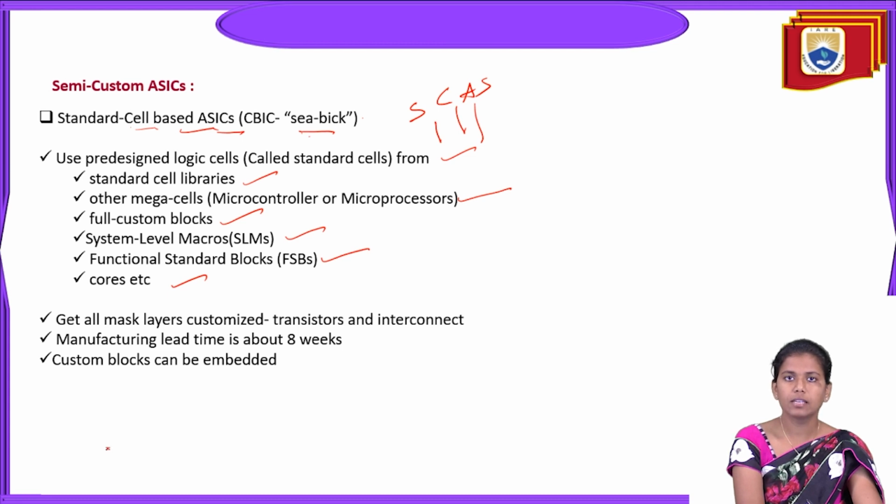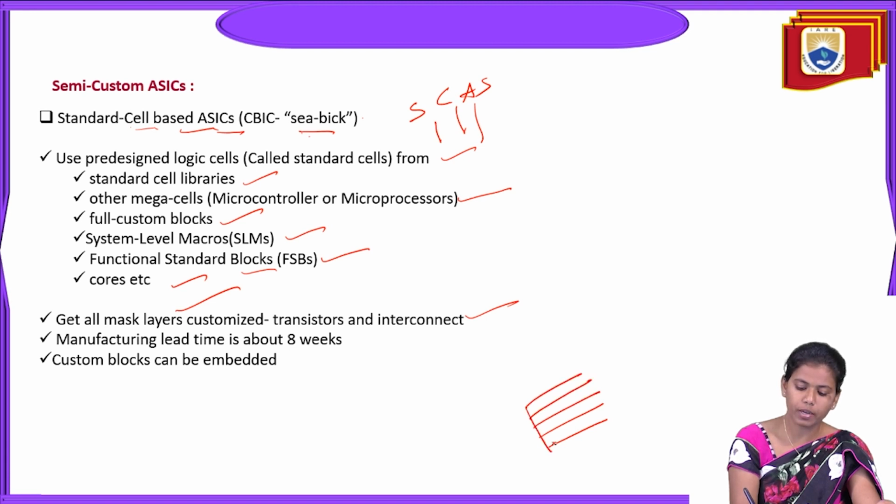So here, semi-custom ASICs are nothing but we can make use of the library, and we could see the microprocessors and microcontrollers, system level macros, and then functional standard blocks and cores, etc. Then finally, we get all mask layers, customized transistors and interconnect. So in semi-custom ASICs, all the mask layers are properly customized, and the transistors on each layer are interconnected properly.